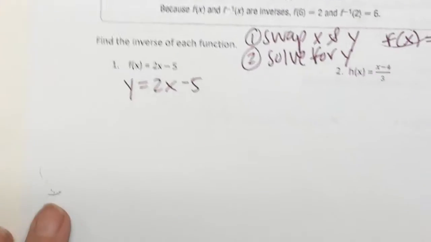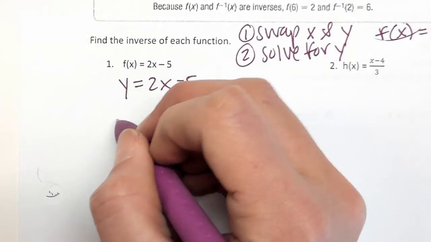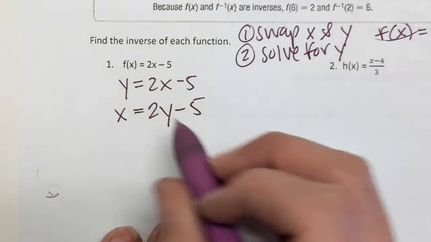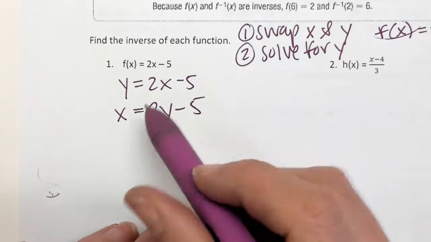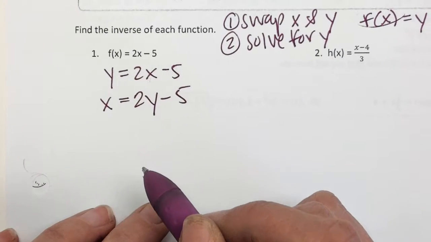Alright. So swap x and y, the first step. So all I will do, instead of y right here, I'll write x. Instead of 2x, I'll write 2y. You just literally swap them. Don't change anything beside it. You just swap them. Alright, now we need to solve for y.